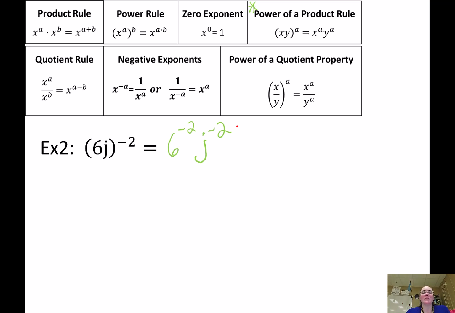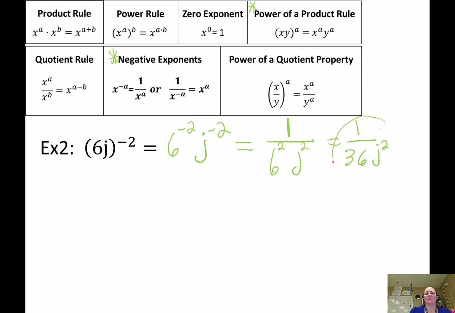Now before I can do anything simplifying with the coefficient, I need to go ahead and use my negative exponent rule, which again just says I'm going to move everything to the bottom or top depending on where it's at. So remember, any whole numbers are over 1. So we are leaving 1 in the top, and we're making it 6 to the 2nd power, j to the 2nd power. Now we can do 6 to the 2nd power, which would give me 1 over 36 j squared. And there's my final answer.